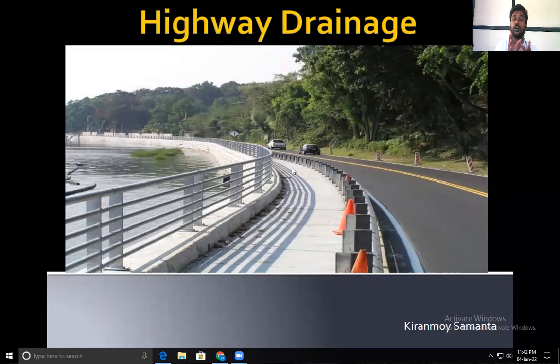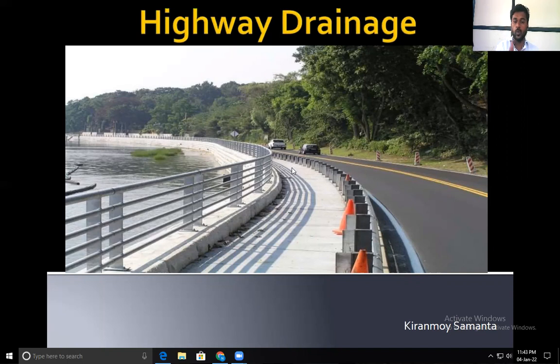Now, whatever water is drained out from the surface of the road should be carried out properly towards the canal, or whatever water carrying system is there. So how to carry out that water? A proper drainage system should be provided. And whenever you provide the drainage system, you have to ensure that the water that comes into that drain should not be stored there.